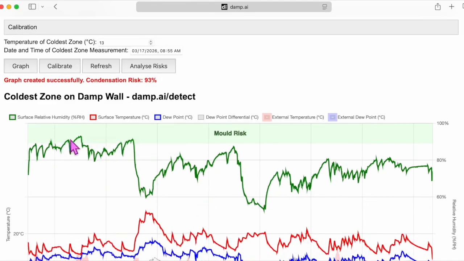So we don't know what the temperature was, but let's just assume it was 14 in the coldest part of the room. No, let's put it down to 13. And then that will show you this period of high humidity, and long periods of high humidity result in a risk of mold, and mold grows where relative humidity goes above 85% for long periods of time. Have a listen to the film.